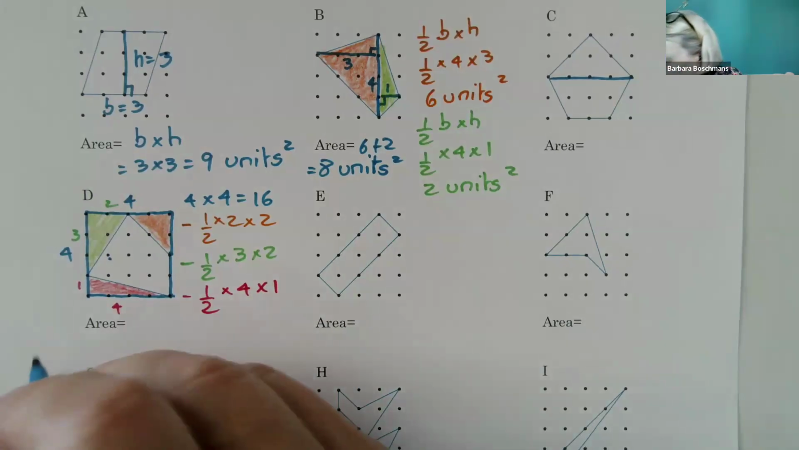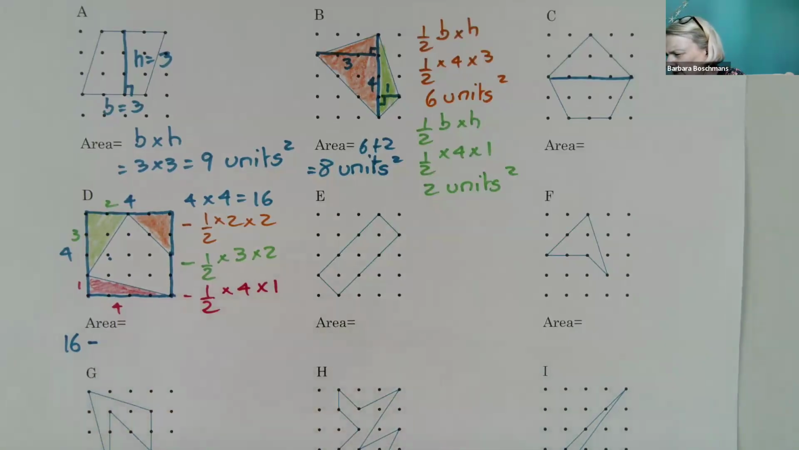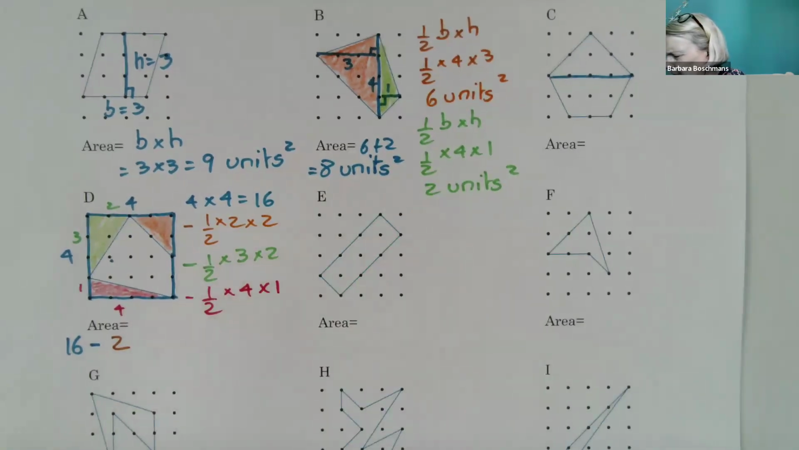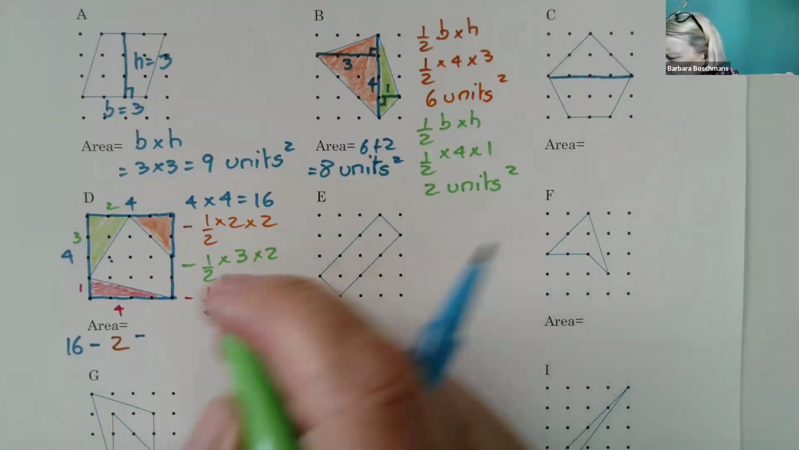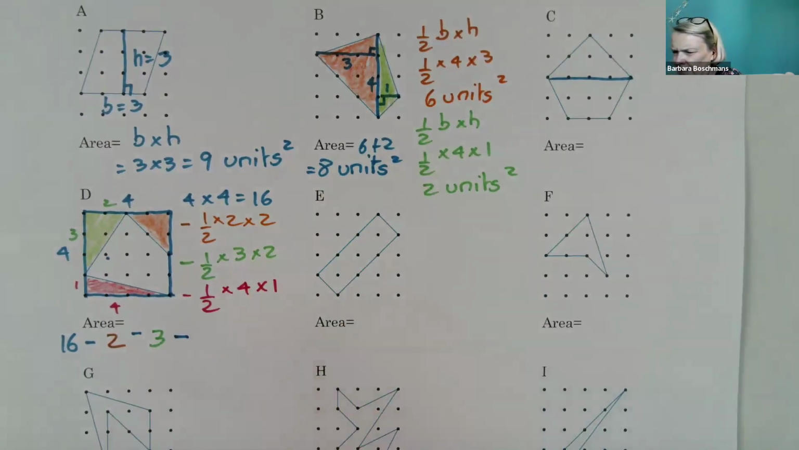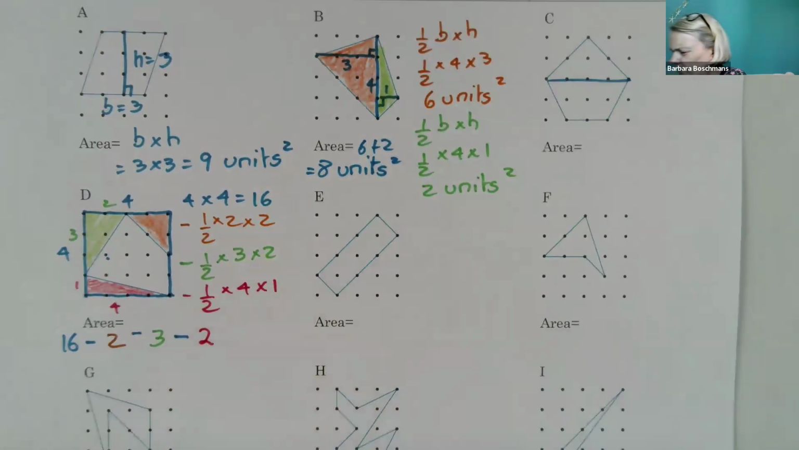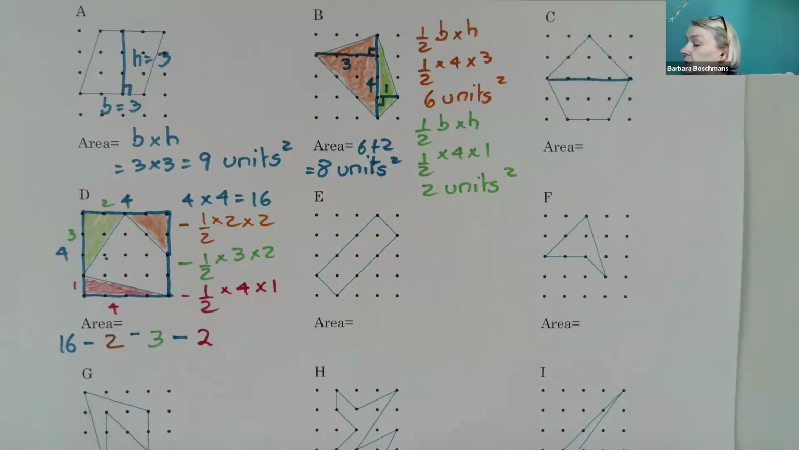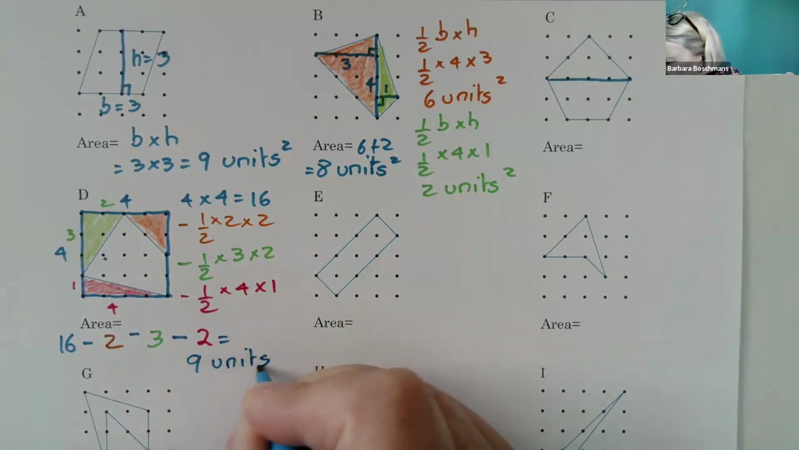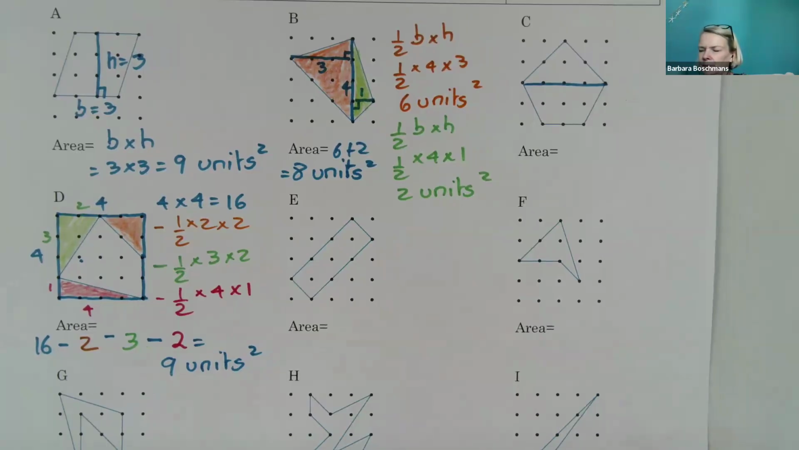What do I have? I have 16. Minus half here is 1, 1 times 2 is 2. Minus half is 3 times 2, 6 is 3. Minus half 4 is 2 times 1 is 2. So I will subtract 7, so I will get 9 units squared. This method, by the way, works for all of them.